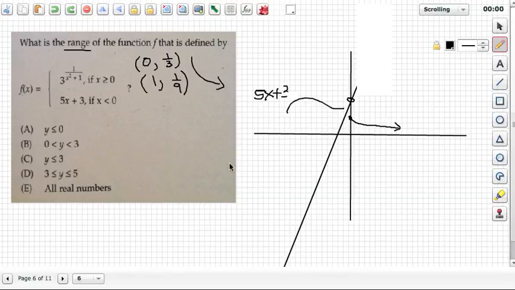And I only need the graph for x less than or equal to 0, and I don't need this other quadrant here. So what's the range? The range is all of the values less than 3. Answer is y is less than 3. I'll pick C. I feel like this should be y is less than 3 here.